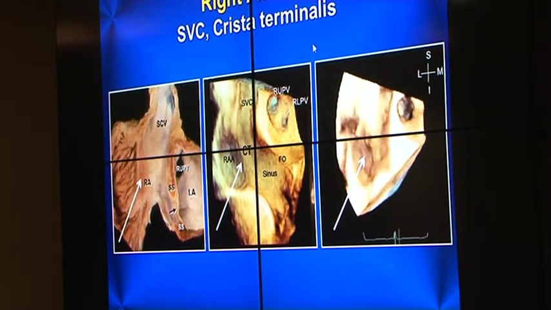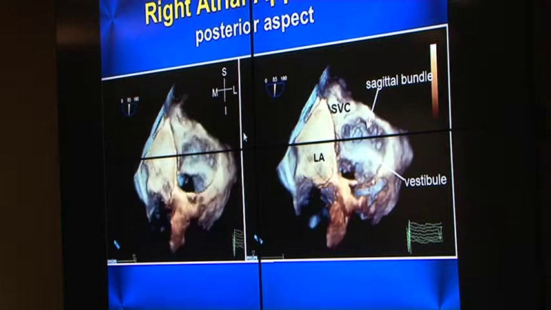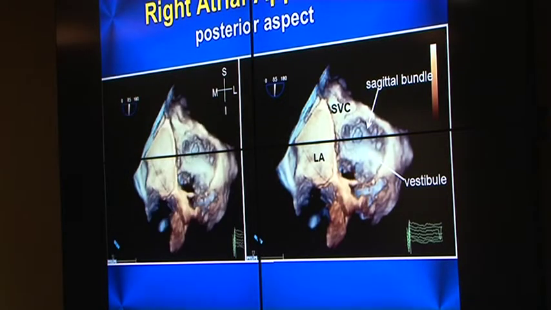And the most important anatomical structure is the crista terminalis, which will separate the smooth venous portion of the right atrium from the muscular trabeculated portion of the right atrial appendage. So this crista terminalis is a C-shaped structure originating from the superior vena cava and going parallel with the lateral wall of the right atrium.